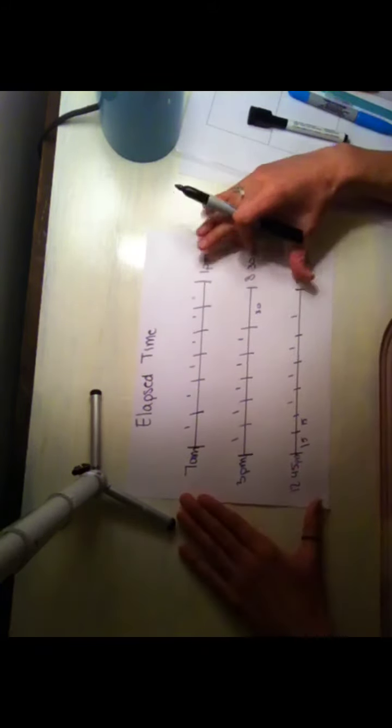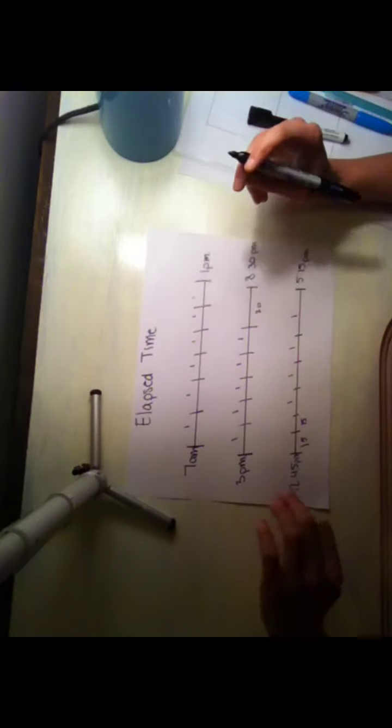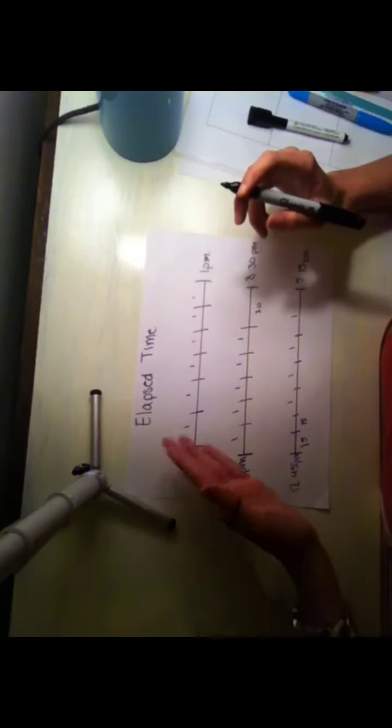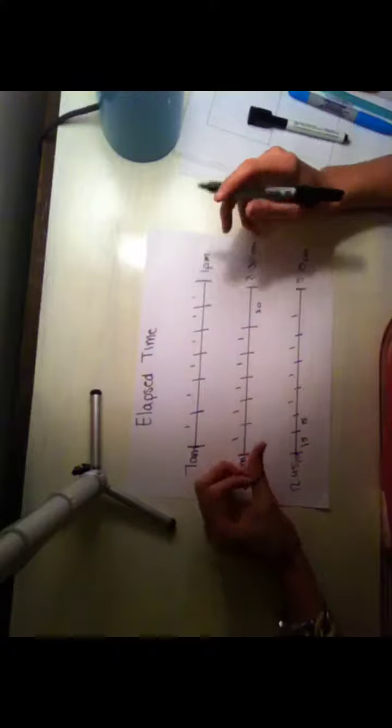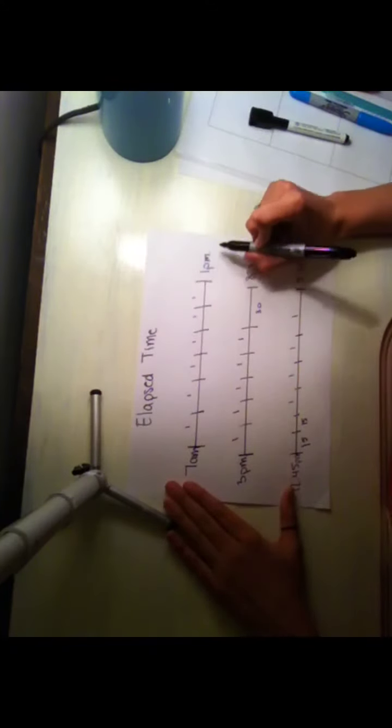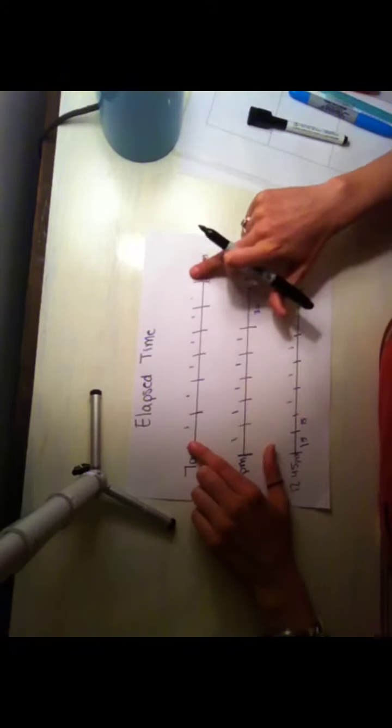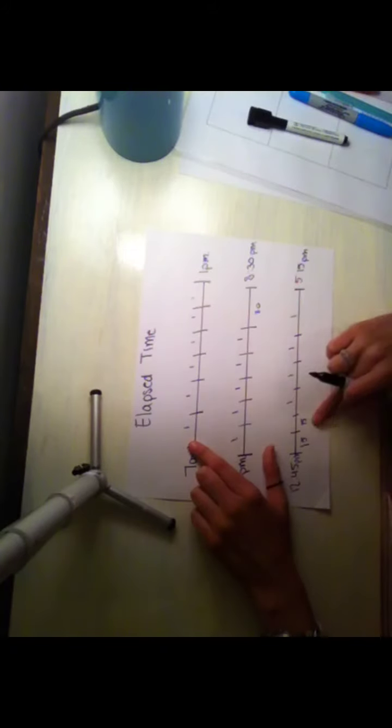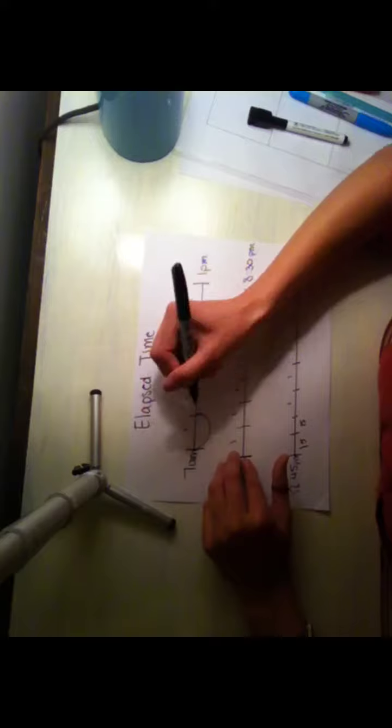So this is basically how you use elapsed time with a timeline. You start with the time that you're given, and then you just keep going until you get to the amount of time that you needed to go. And for me, I really like to use the above as hours and the below as the minutes. And always remember to count the space in between.